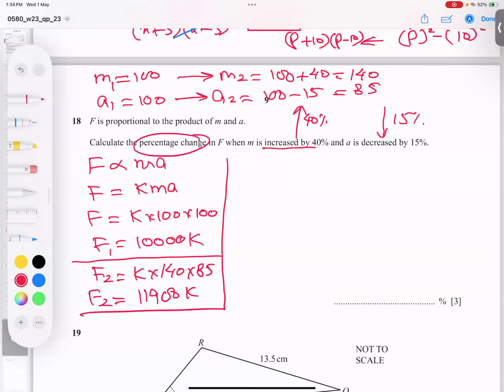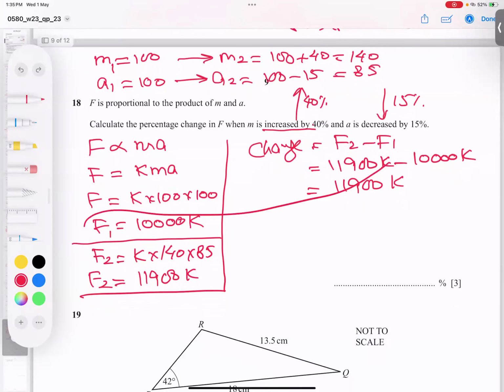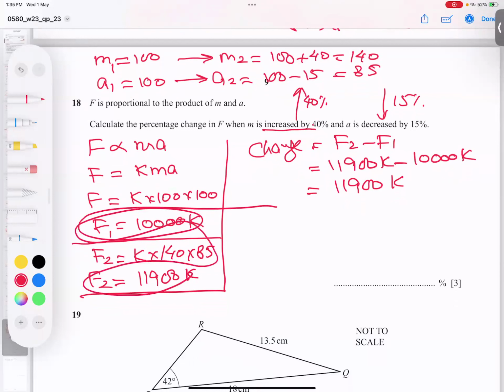Now he said percentage change. I will find the change. What is the change coming here? You can see the new value is more than the old value, so it means F2 minus F1. So 11900K minus 10,000K. If I subtract, it becomes 1900K, because these values we type in calculator and minus them. Now, students, F1 is called the original value. I repeat my words, this is called the original value. This is the new value.